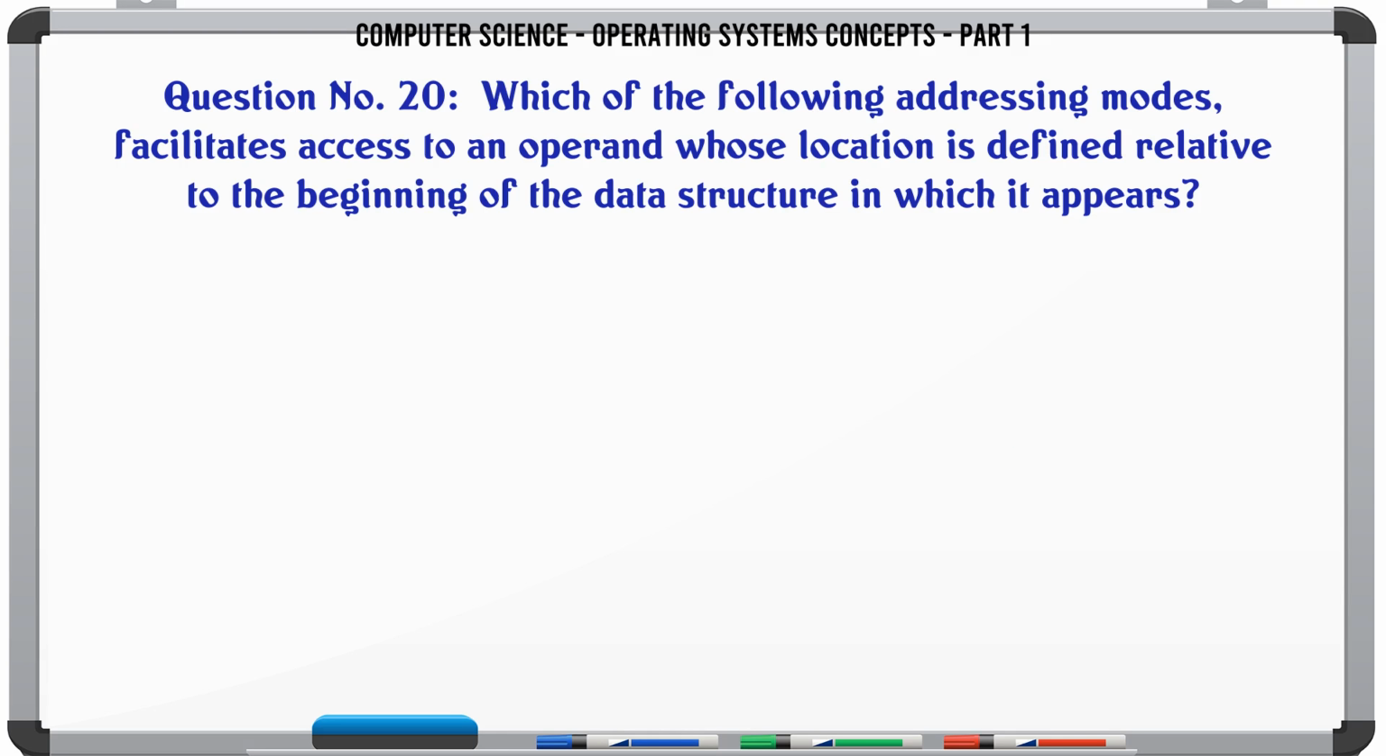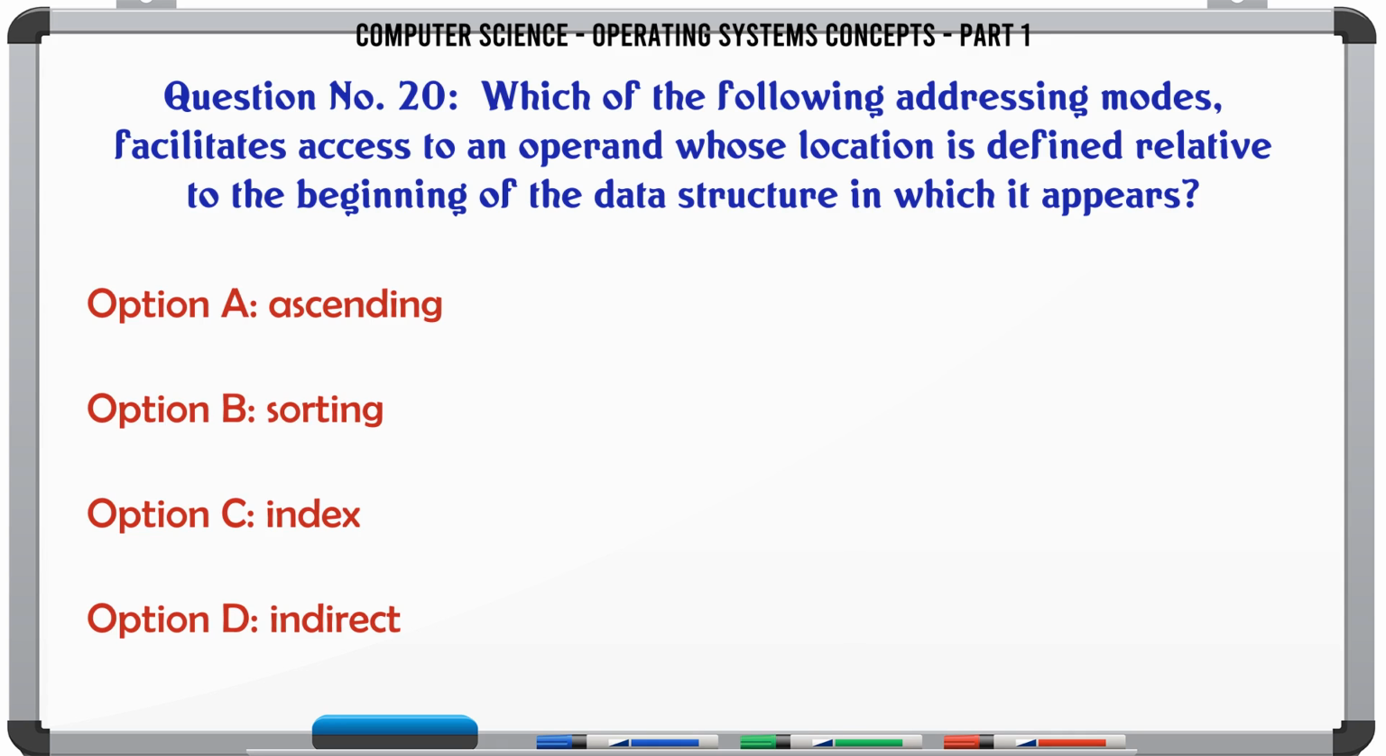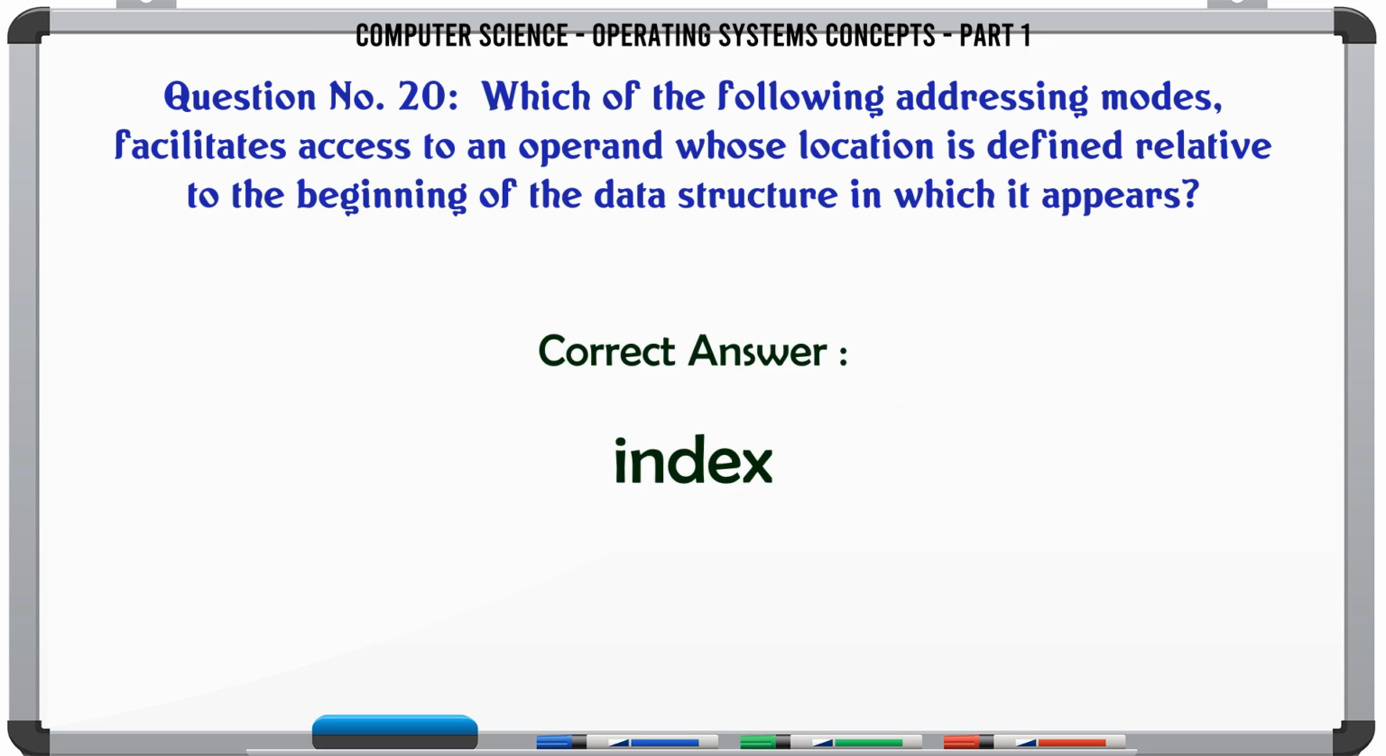Which of the following addressing modes facilitates access to an operand whose location is defined relative to the beginning of the data structure in which it appears? A. Ascending. B. Sorting. C. Index. D. Indirect. The correct answer is index.